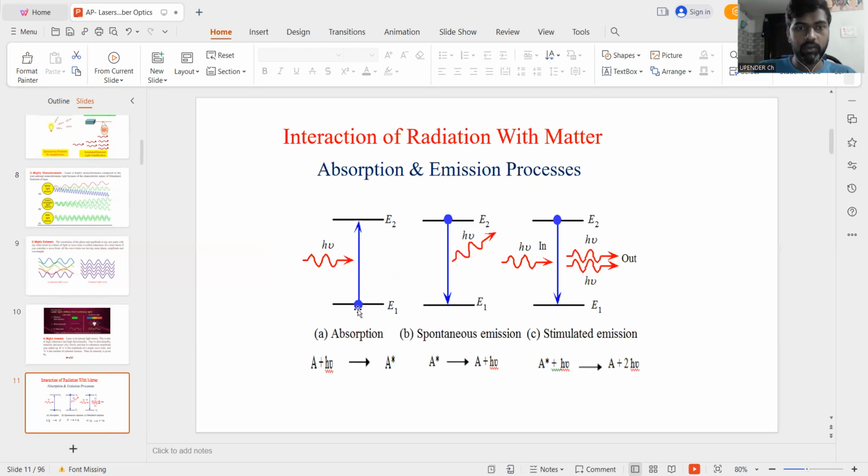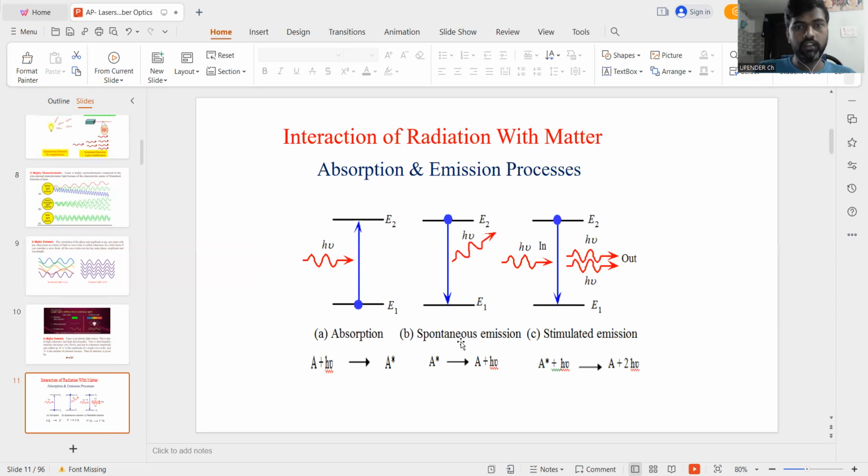The first one is absorption transition. In the case of absorption transition, what is happening? The atoms in the ground state absorb the photon energy and go into the excited state. This is called absorption transition. In this process, one photon is absorbed by the atom, and the atom goes to the excited state.